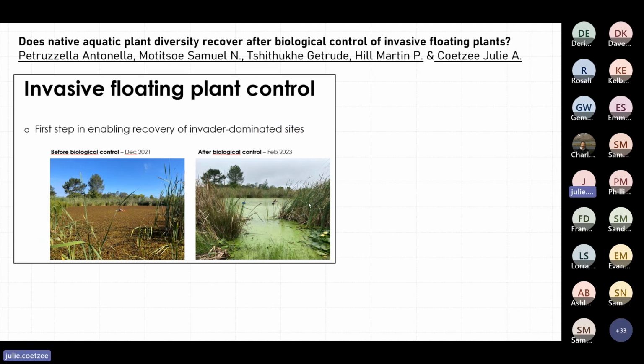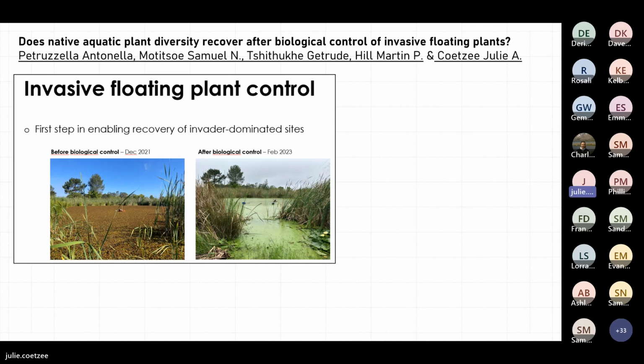Breakthroughs that we need to work on: how do we claim success? So often we end our biocontrol programs at the post-release stage, and we don't look at what happens following the control. This is work that Antonella Petruzella and Sam Matitswe are doing with us, looking at what happens once we control an invasive species, and in this case, this is Salvinia molesta. What happens after biological control? You can see a bit of Nymphaea mexicana, and this pool is covered in various duckweeds.